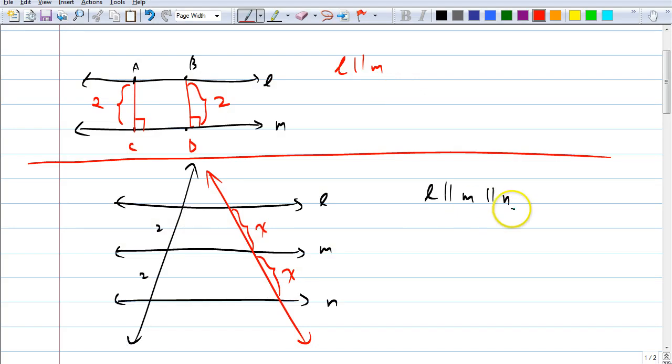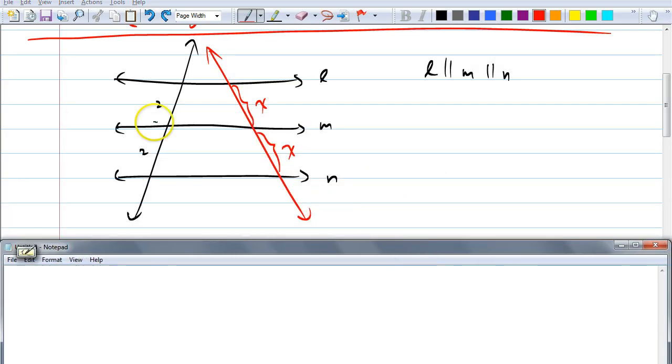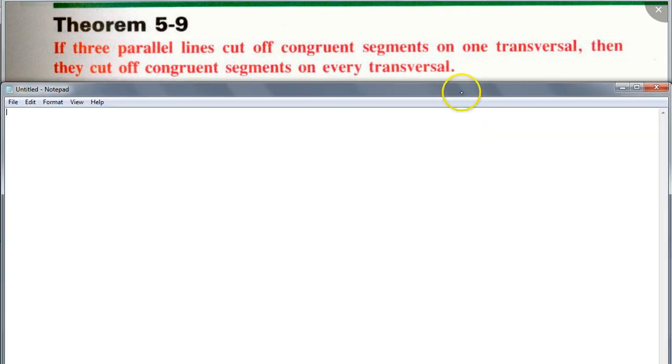This is now referring back to this picture that we had here. Remember I told you that if you have three parallel lines, and if this distance from here to here, this transversal, is 2, guess what? You draw any transversal, these distances are always going to be the same. Correct? Yeah. So that's what this theorem is saying here. And again, let's think about why this is true. But this is what it's saying. If two parallel lines cut off congruent segments on one transversal, then they cut off congruent segments on every transversal.